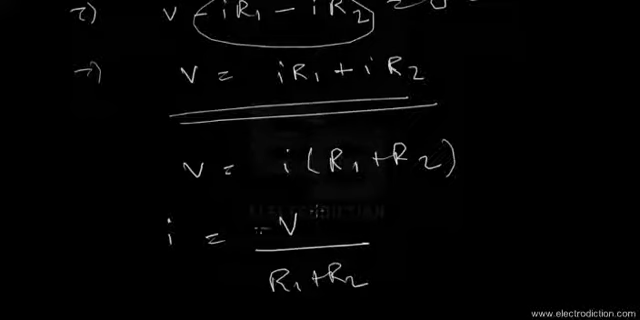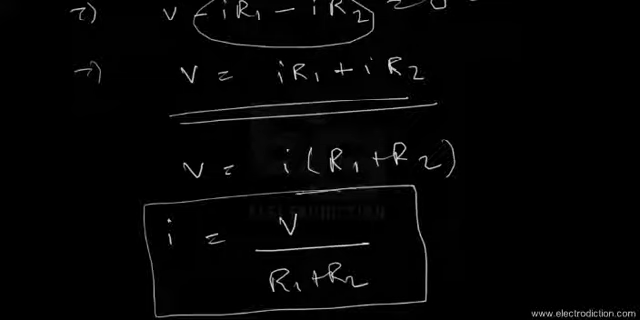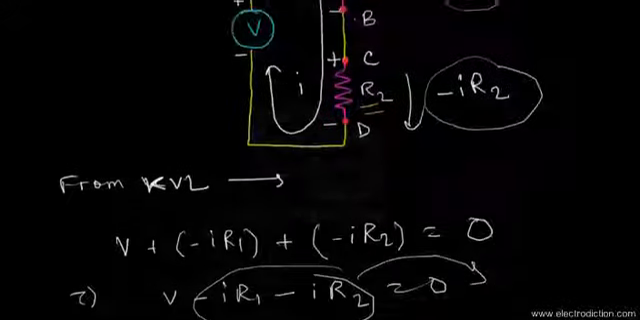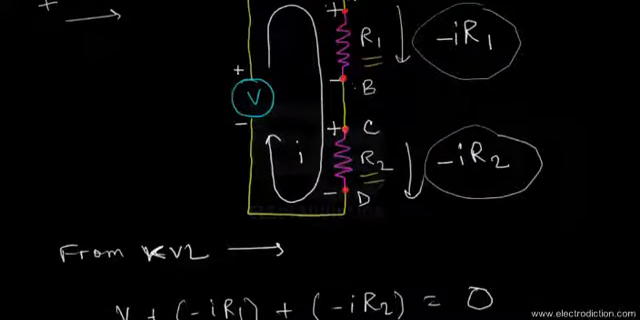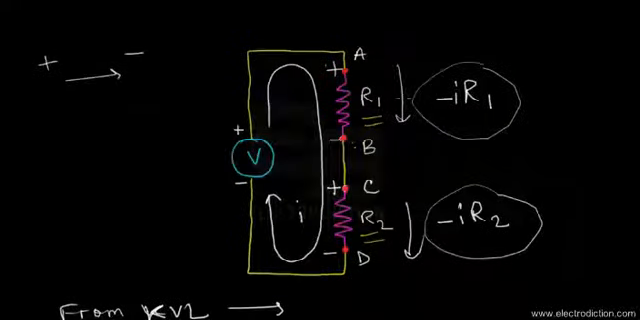So using KVL, we just found out the total amount of current that is flowing through this circuit, flowing through the entire network, that is. And now we know that the potential drop across R1 is basically given by IR1.